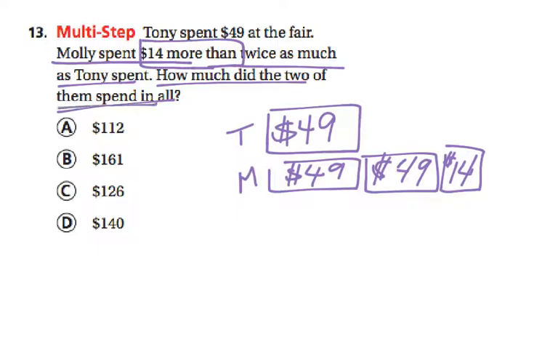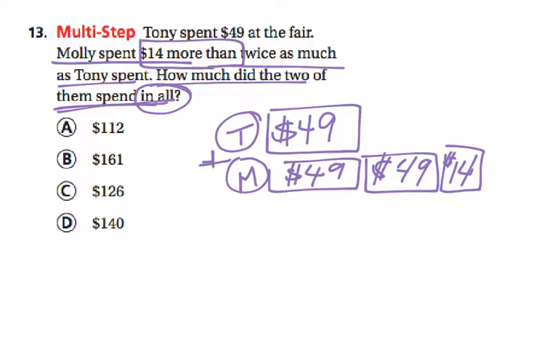So we're trying to figure out how much did both of them spend in all. That "in all" lets us know that we're looking for the sum of something. We're adding some things together. So to figure this out, I need to know how much Molly spent and how much Tony spent, and then I'm adding their amounts together.